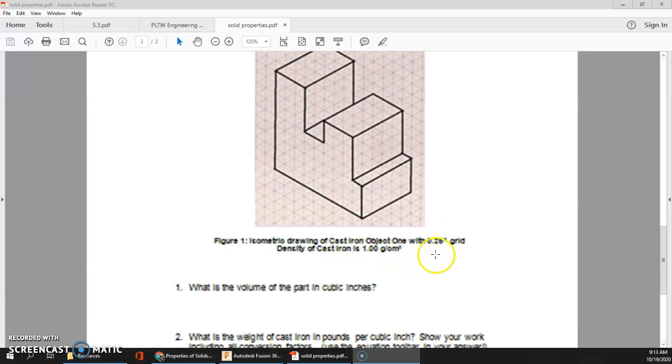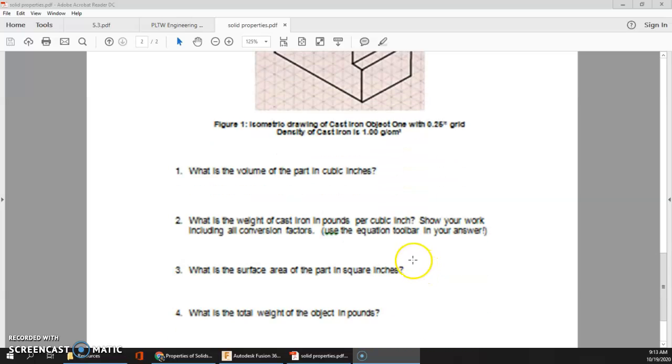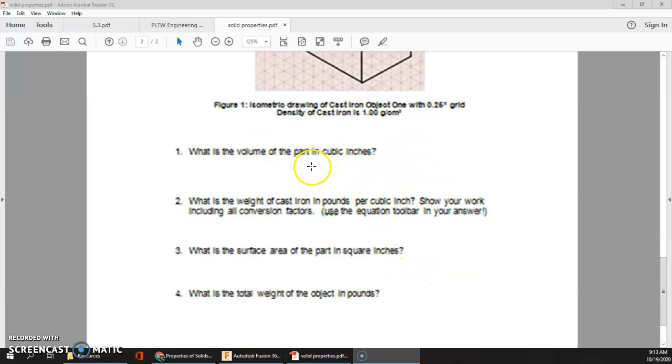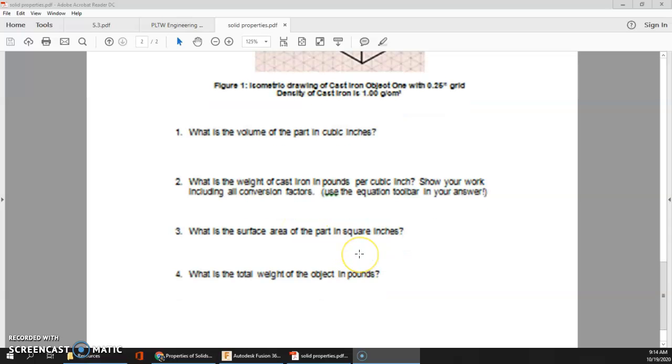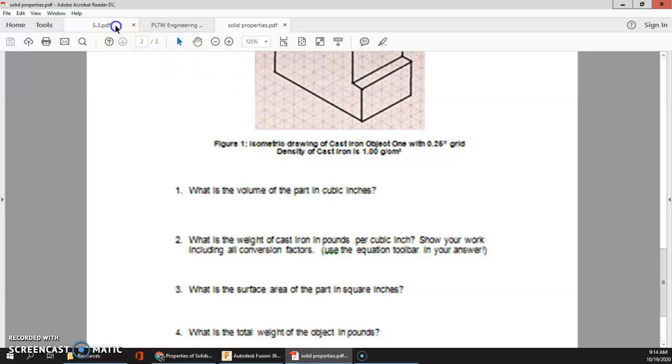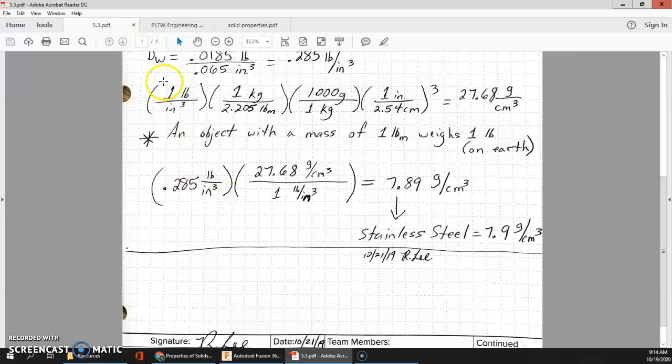In this second one, we also have 0.25 inch grid spacing. We have density in mass density, 1 gram per cubic centimeter. So we're going to calculate volume in cubic inches. Then we're going to calculate the weight again, and you're going to use that conversion for mass density and weight density.